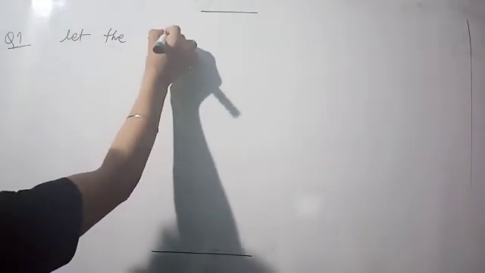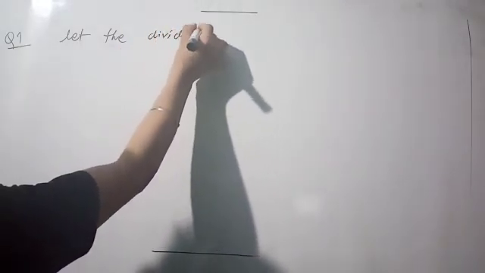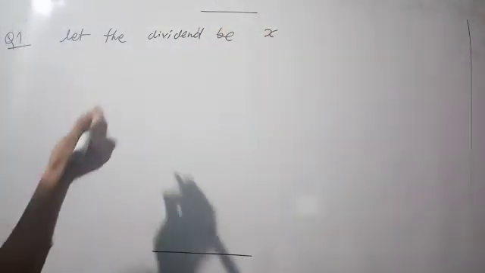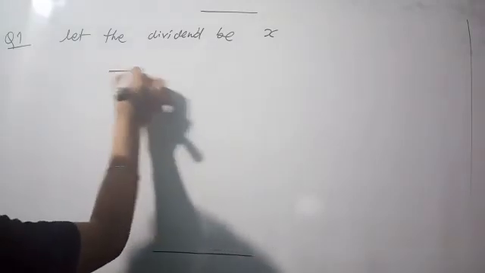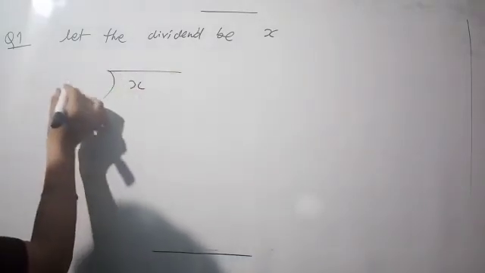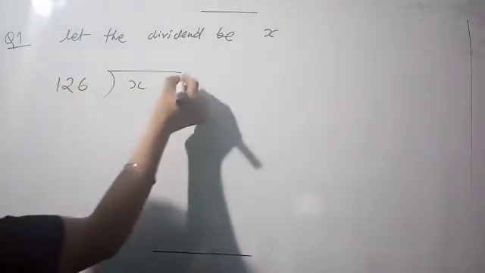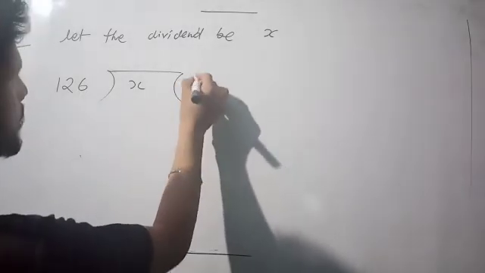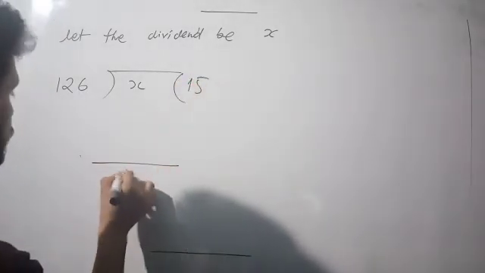Let the dividend be x. So according to the rule of division, we have four terms: x, which is the dividend, 126, which is given as the divisor, then the quotient we have is 15 and the remainder is 4.